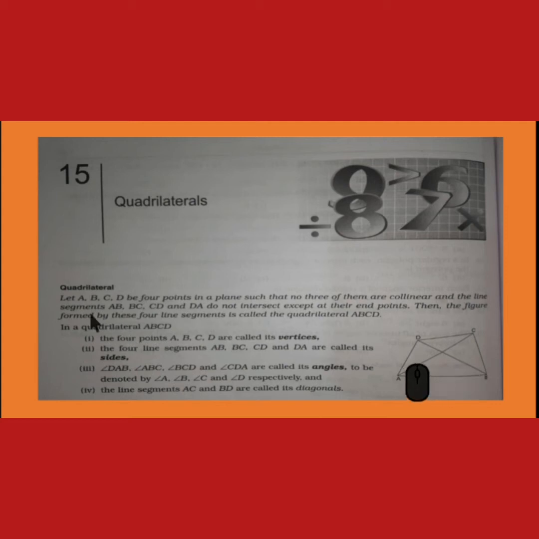And the line segments AB, BC, CD and DA do not intersect except at their endpoints. These points A, B, C and D are not intersecting anywhere, only at the endpoints. Then the figure formed by these 4 line segments is called quadrilateral ABCD.